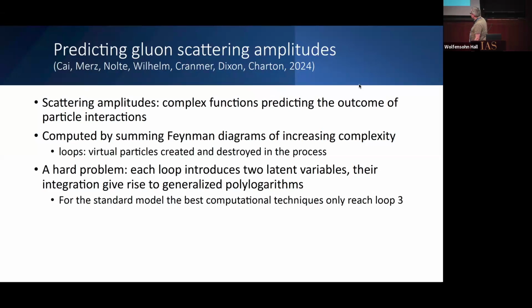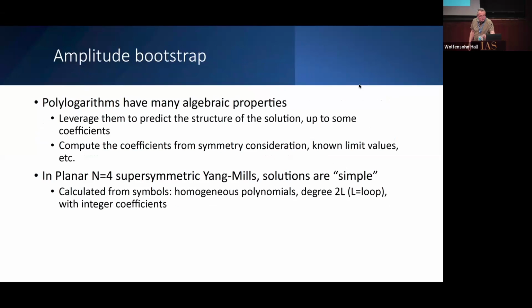And which correspond to virtual particles. It's a hard problem because every time you have a loop, you have two latent variables, and the integration gives rise to generalized polylogarithms. So that's what we saw this morning. If you want to do that in the standard model, you can reach loop three, etc. But that's pretty much all you can do.